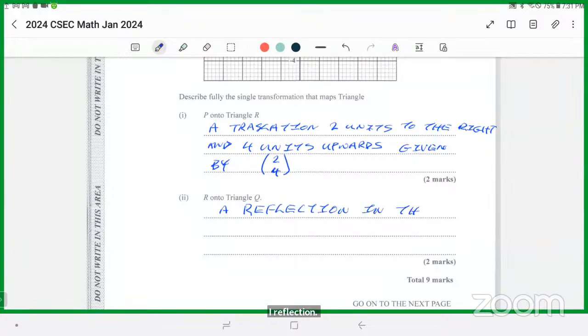So this one is a reflection in the line x equals 1. All right.